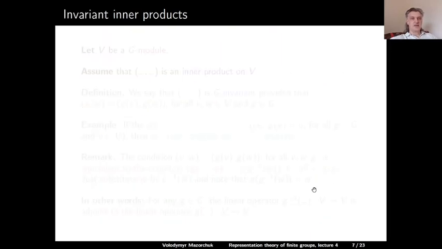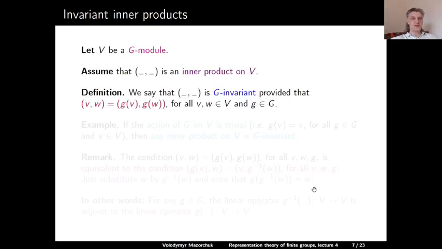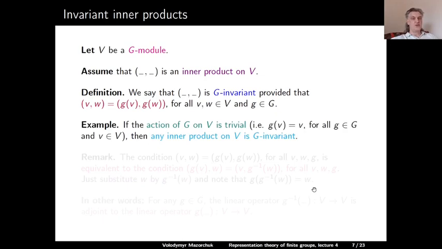Now let us discuss invariance of inner products with respect to the group action. Let V be a G module. Assume that we have some inner product on V. We will say that this inner product is G invariant, provided that for all elements v and w in V, and for any element g in G, the scalar product of v and w is equal to the scalar product of g of v and g of w. Example: if the action of G on V is trivial, which means that all elements of G act as the identity linear transformation of V, then, of course, any inner product on V is G invariant.